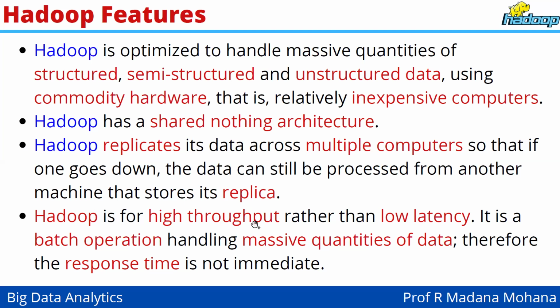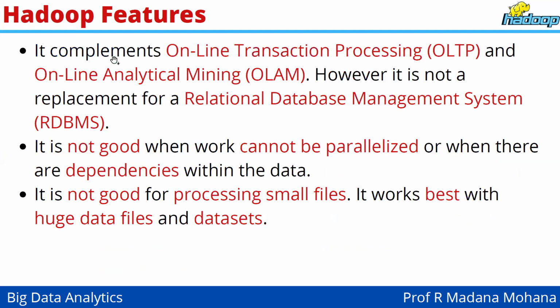Hadoop is for high throughput rather than low latency. It is a batch operation handling massive quantities of data. Therefore, the response time is not immediate. It also complements OLTP, which is online transaction processing, and OLAM, that is online analytical mining. However, it is not a replacement for a relational database management system, that is RDBMS.